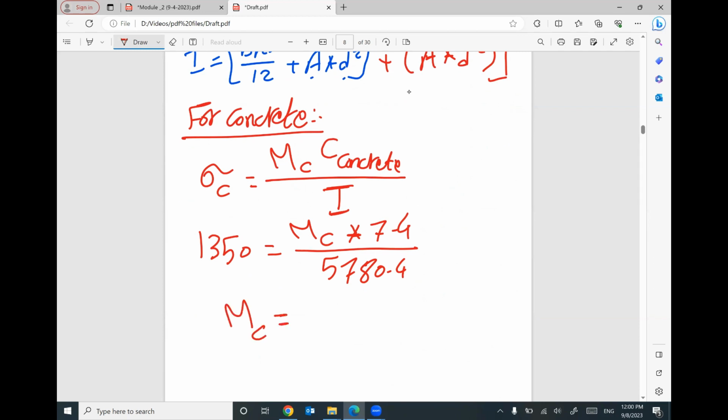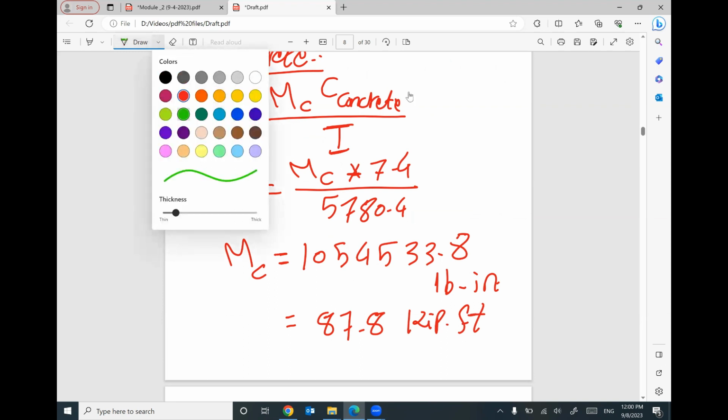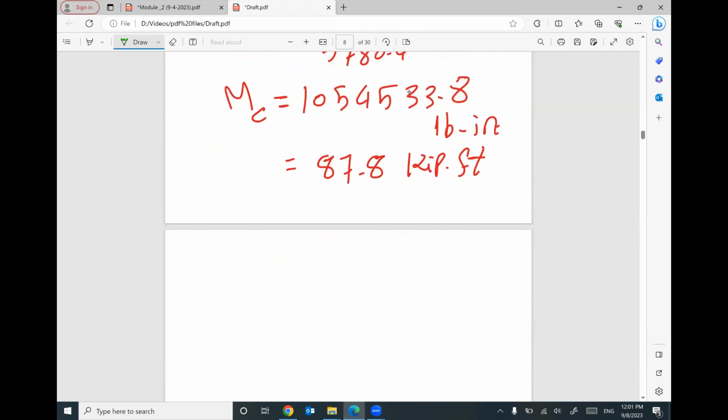Your moment regarding concrete will be this number, in pound inch. Everything in pound, everything in inch. If you divide it by 12,000, your value will be 87.8 kip foot. But this is only related to concrete. If you are talking about steel.